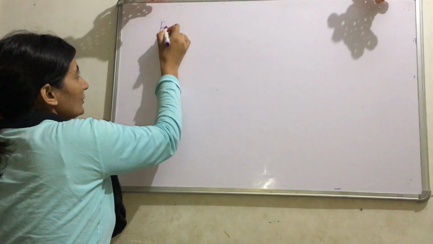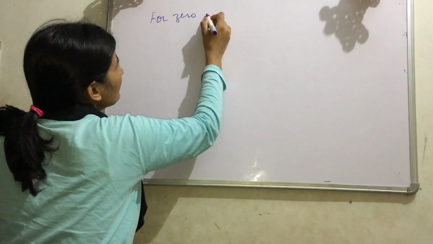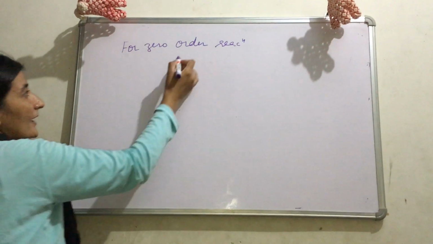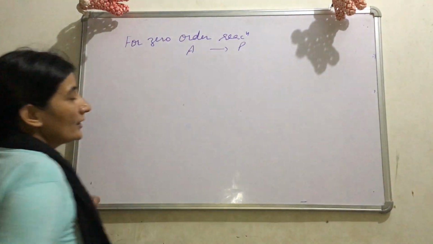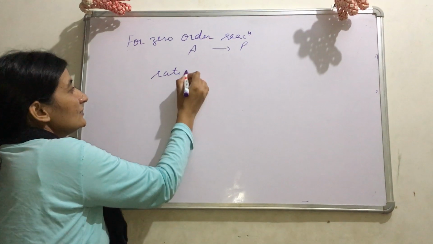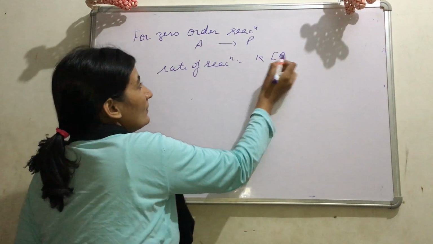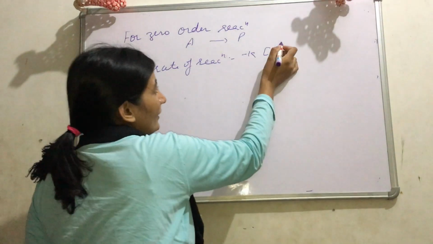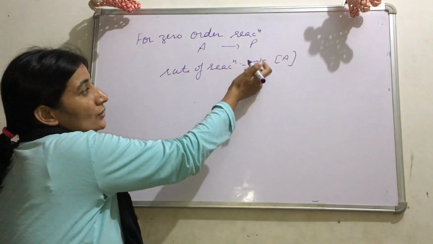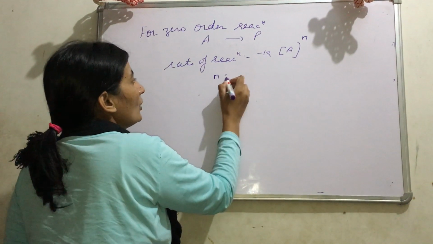So for zero order reaction, let us consider a reaction that A gets converted into P product. If we want to write the rate law expression, the rate of reaction is equal to minus K A raised to power n. Don't forget to write the negative sign because we are expressing this in concentration of reactant. Here n is the order of reaction.